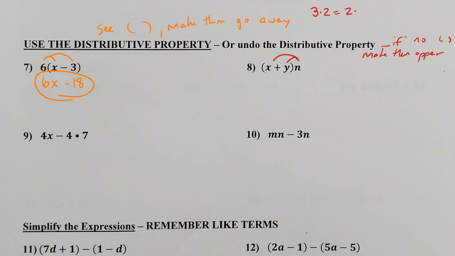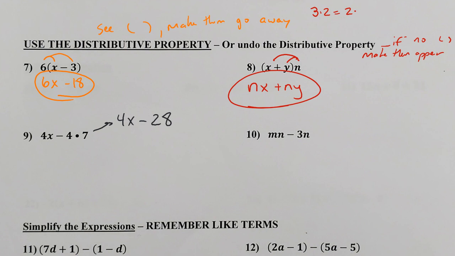So n is going to go over to x and turn to nx, and then the n is going to go over to y, turn to ny. That's it, done. Now, number 9, I only wrote it like this to try and help you. It's very unlikely that you'll ever see something look like that. It'll probably look more like that.